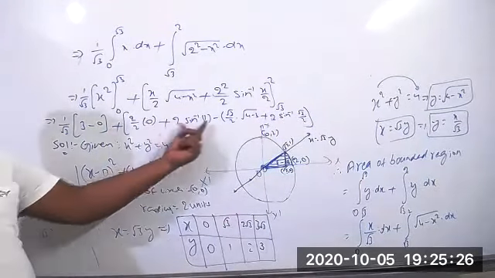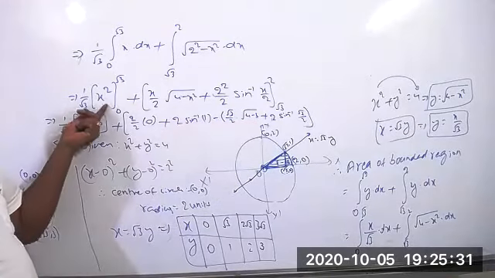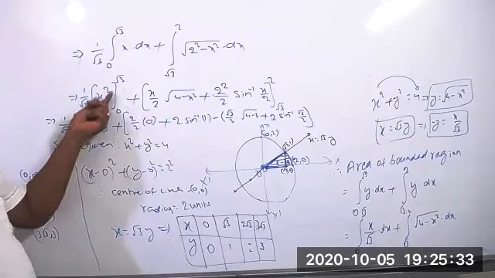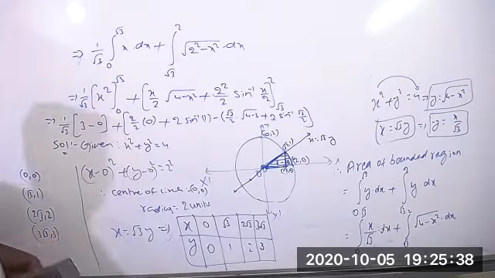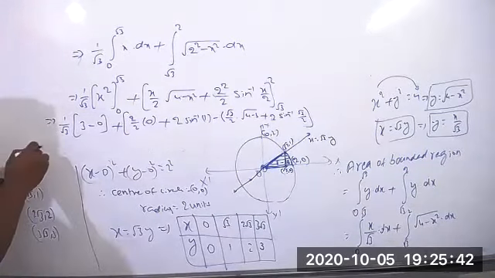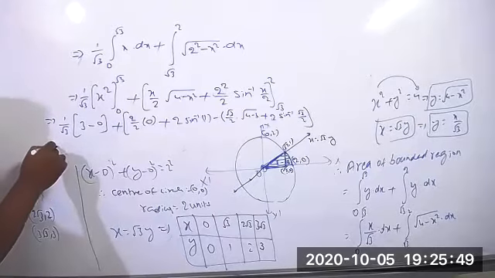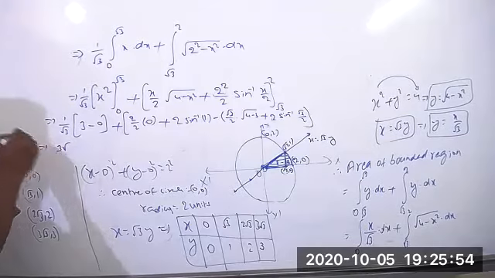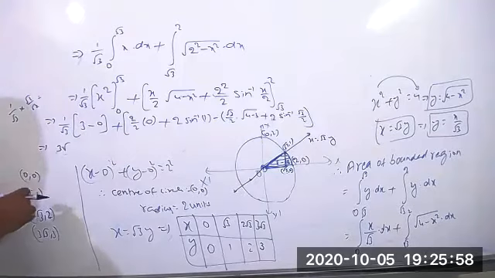This is the upper limit minus lower limit. It will be the same thing only: 1 by root 3 into the upper limit, root 3 whole square, 3 only, minus 0. So clearly 1 by root 3 times 3 is 3 by root 3, which you can also write as root 3. Root 3 is correct. 1 by root 3 into root 3 by root 3, root 3 by 3.